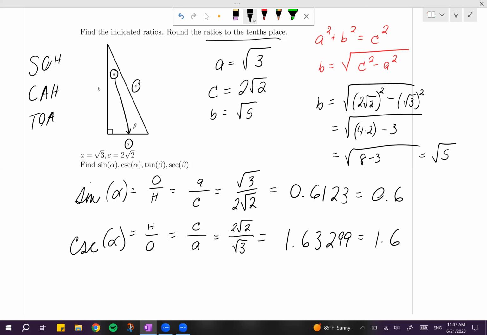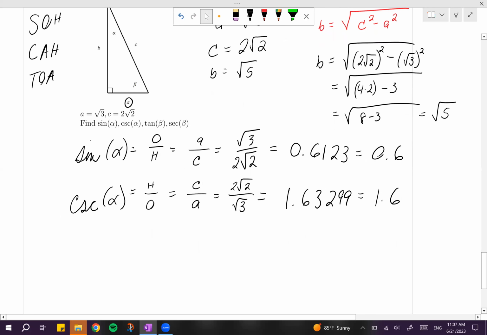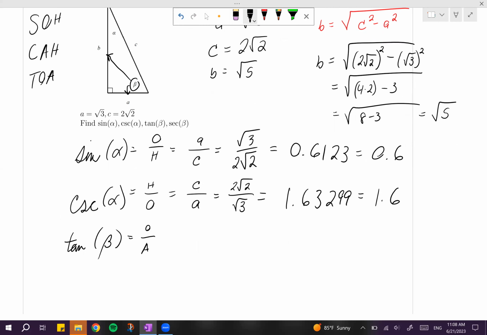The second two, we have tangent and secant. So tangent of beta is opposite over adjacent. Alrighty. Looking at beta, our opposite is side B, and our adjacent is side A. So side B over side A. And we know B is square root of 5 and A is square root of 3. So square root of 5 divided by square root of 3 is 1.29099. We round to the tenths place. This is 1.3.